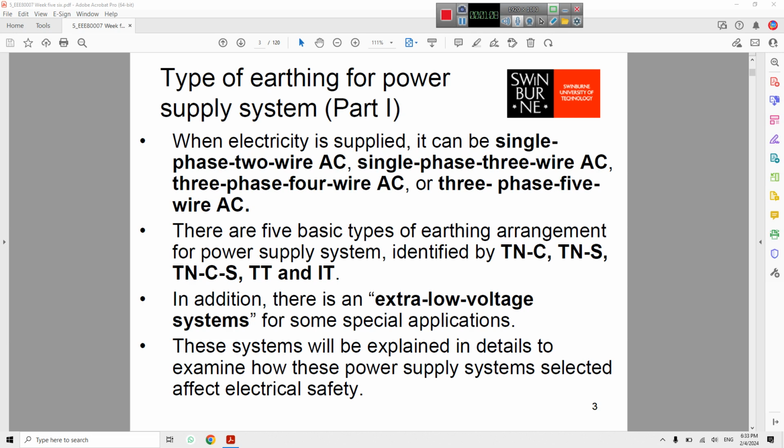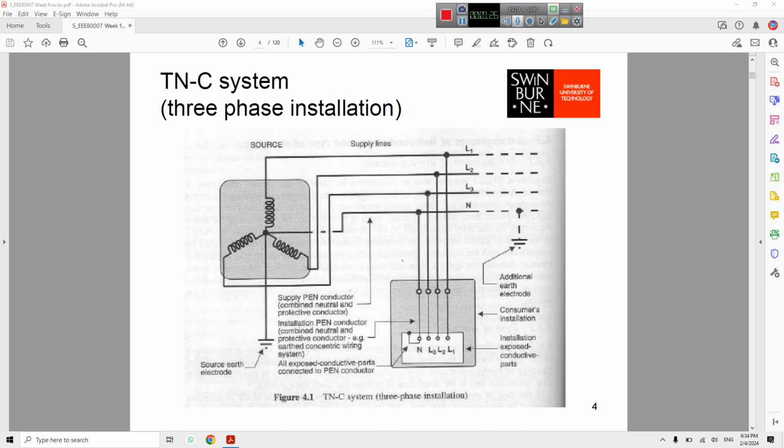There are 5 basic types of earthing as mentioned: TNC, TNS, TNCS, TT, and IT. In addition, there is an extra low voltage system for some special applications. These systems will be explained in detail.